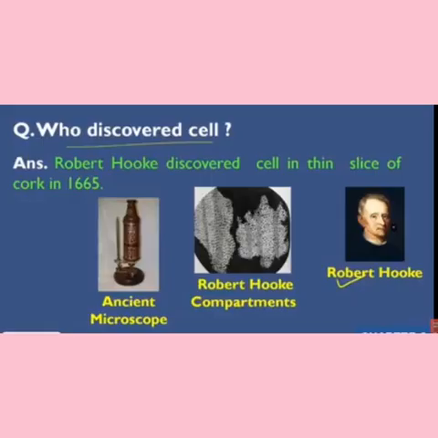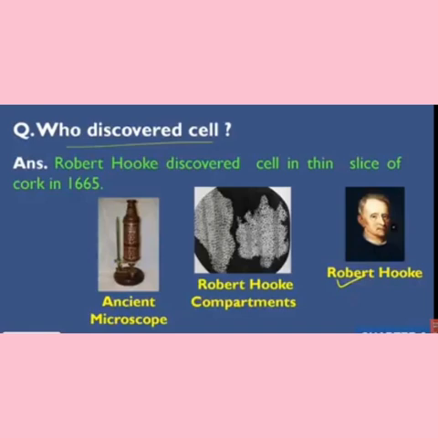Then who discovered the cell? The cell was discovered by a scientist known as Robert Hooke. Robert Hooke discovered the cell in a thin slice of cork. Cork is the bark of a tree. In 1665 Robert Hooke discovered the cell under an ancient microscope.